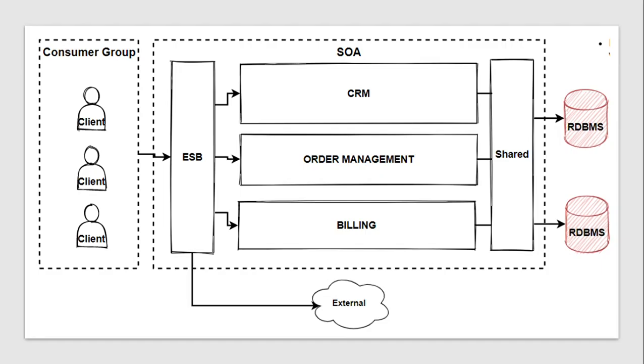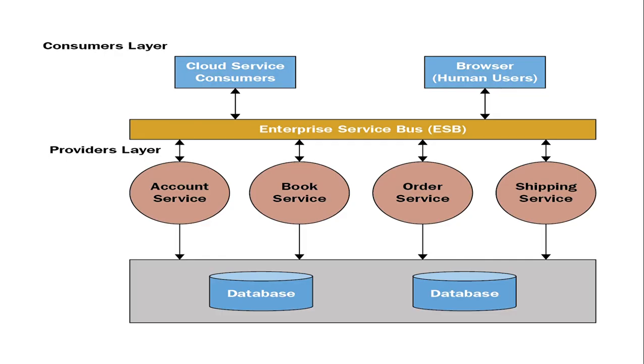And now this is a typical diagram of service-oriented architecture, where we have used an ESB. One example of an ESB is MuleSoft. So we have clients or the consumer group which want to consume multiple things such as CRM, order management, or billing. Through the ESB they can access them, and they can share the same database or different databases as well. So this is CRM, order management, and billing. These are different services which work together with the help of the ESB.